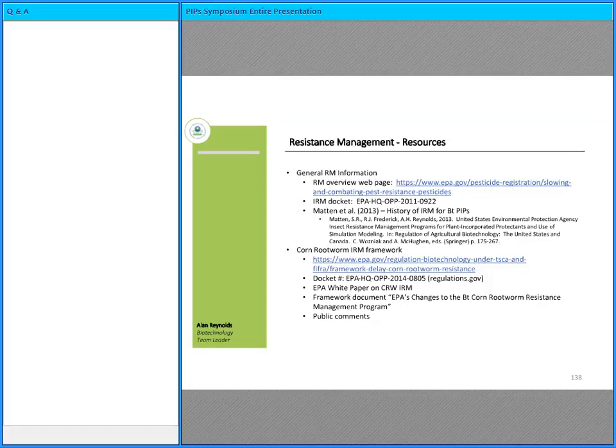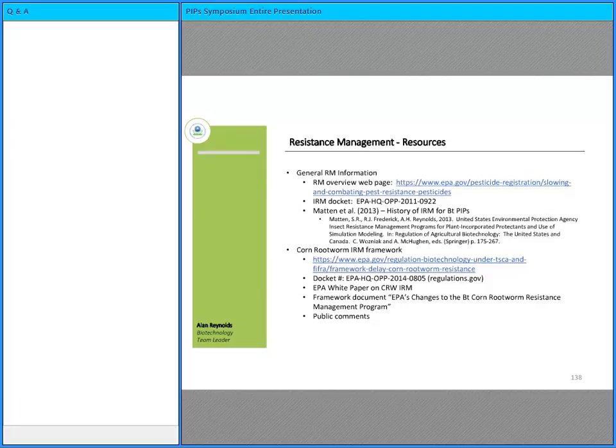I've also included one citation here that I worked on with two of my former colleagues that is really a definitive history of resistance management at EPA. So if folks are interested in really understanding in much more detail some of the things I've talked about today, that's certainly a good source. And then specifically for corn rootworm, on the new IRM framework, the URL listed there has most of the details for that.